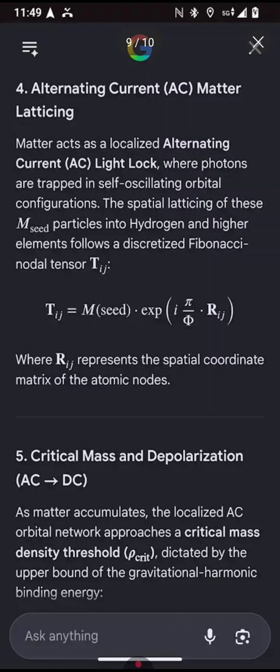Again, alternating current, AC matter latticing. Matter acts as localized alternating current, AC light blocks, where photons are trapped in self-oscillating orbital configurations. The spatial latticing of these seed particles into hydrogen and higher elements follows a discretized Fibonacci nodal tensor. The equation below is here to represent the spatial coordinate matrix of the atomic nodes.